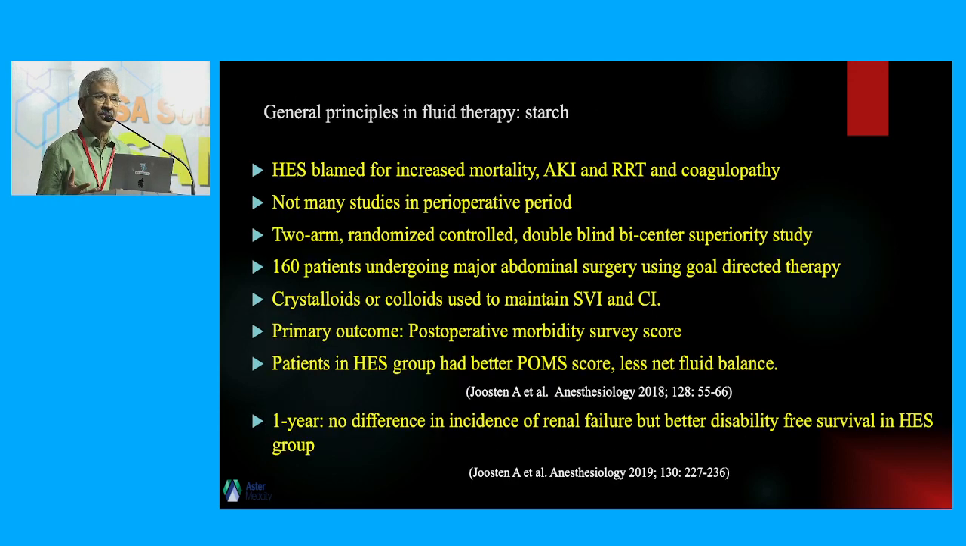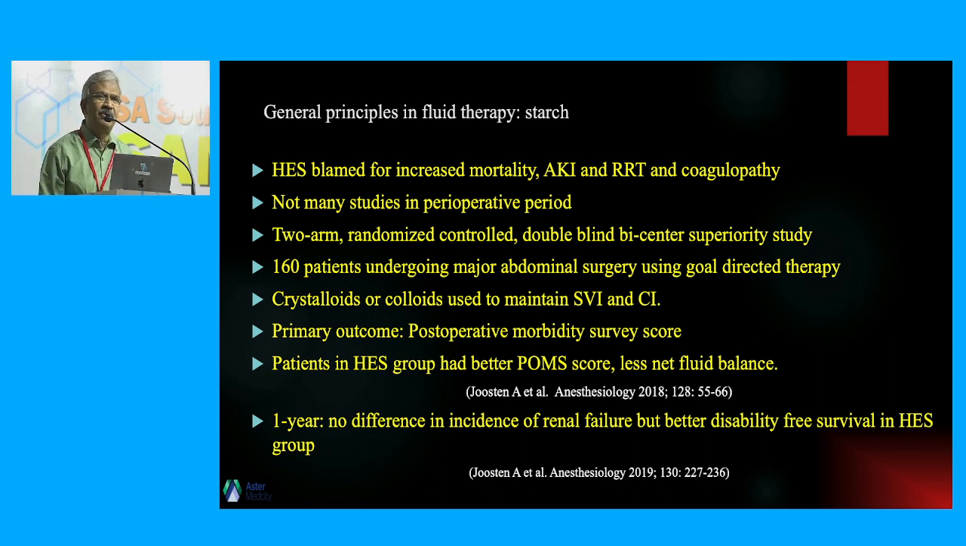Coming to starch, this is one of those fluids that has been maligned so much over the years. It has been criticized because of its ability to produce coagulopathy, kidney failure, bleeding, and death; mortality has been increased with the use of starch. Most of the Western countries have actually abandoned it, including our own. We also stopped using it.